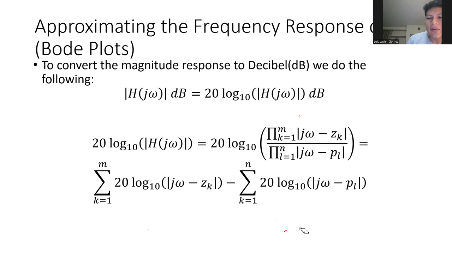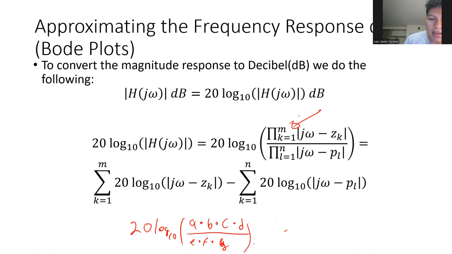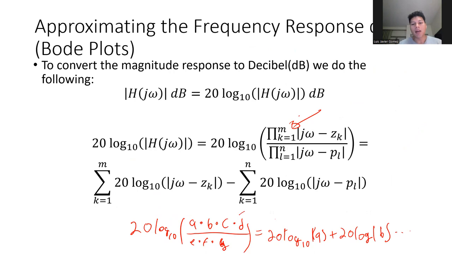On that note, how we derive this formula is because this is really just an expression that looks like this: 20 log base 10 of A times B times C times D divided by E times F times G. And that's actually equal to 20 log 10 of A plus 20 log of B, and then you add them all up, and then you have minus 20 log E minus 20 log F minus 20 log G, basically. So we're just using that property to convert these products into sums. That's really all we're doing. We're using this property over and over again until we get rid of everything.